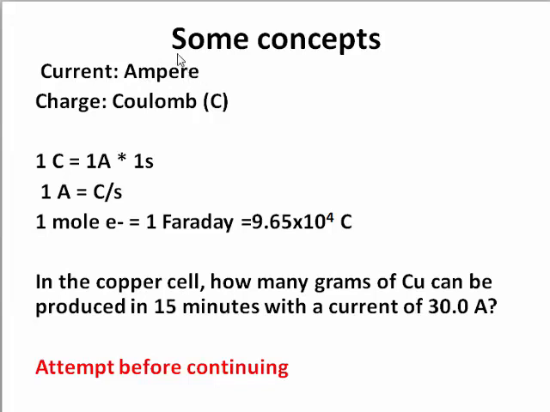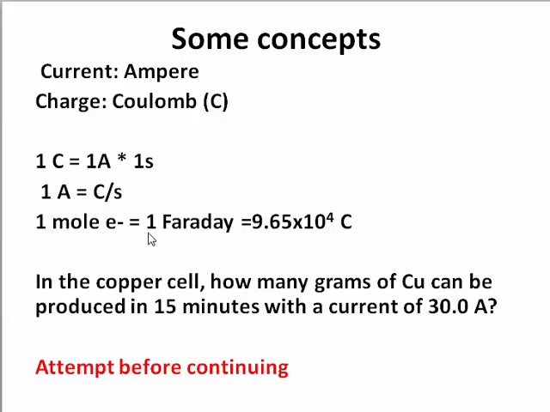The current, the motion of electrons through a wire, is measured in units of an ampere. Charge is measured in coulombs. A coulomb is the charge of electrons resulting from allowing a current of 1 ampere to flow for 1 second. Or just to say, 1 ampere is 1 coulomb per second.